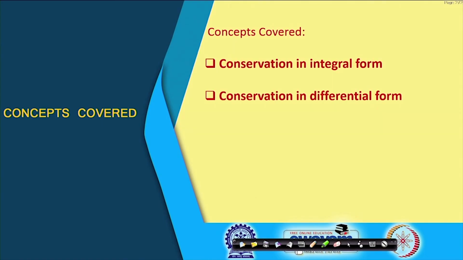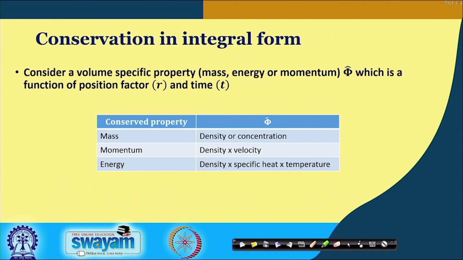In this we shall be covering the conservation law in the integral form and then in the differential form. First let us see what the conservation in integral form is. For that we first have to consider a volume specific property for mass, energy or momentum, represented by say phi hat, which is a function of position vector r and time. That is, whenever any kind of property is there, it will change spatially as well as temporally, that is, with different locations and with different times.